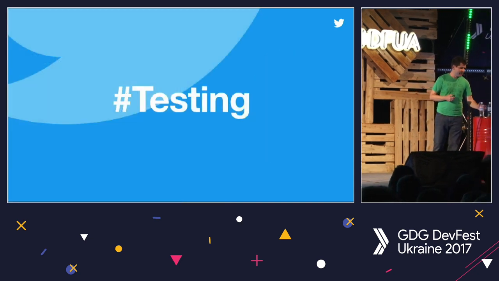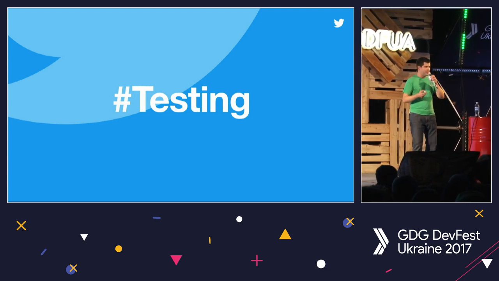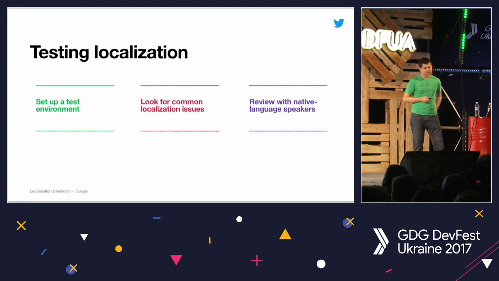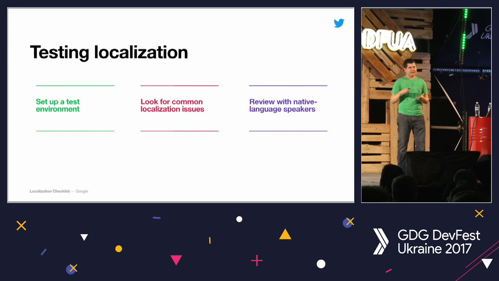The other thing is testing. What are some of the things you want to look for when testing your localization? You want to have a test environment set up, and you can look for common issues. At Twitter, we're a pretty large company and we hire people from all over the world. We have people that speak Ukrainian, Russian, English, and Spanish. These are people that can give you feedback on your app and how it feels.